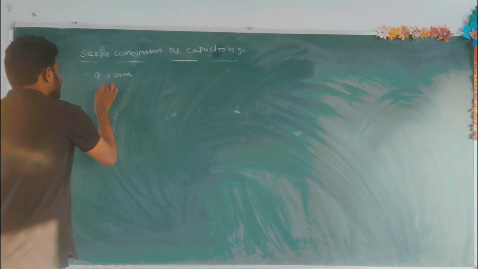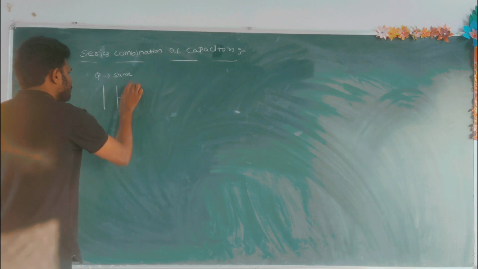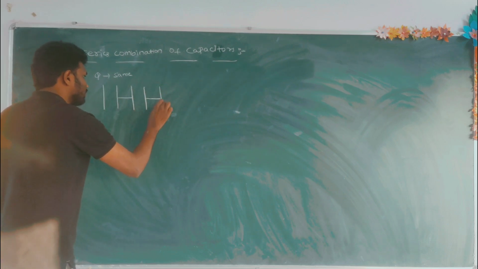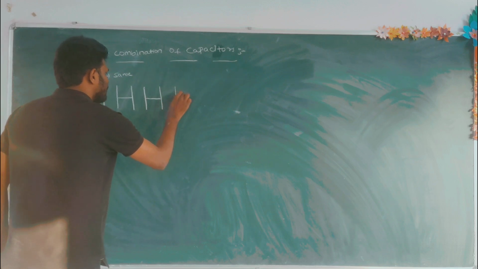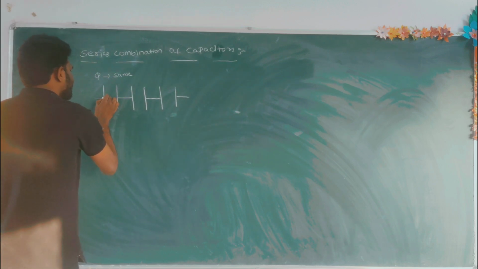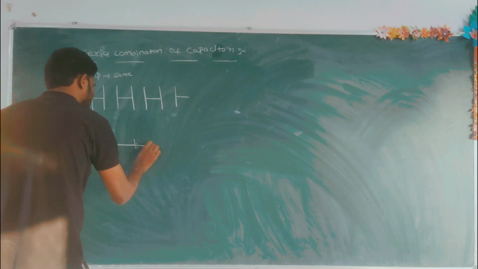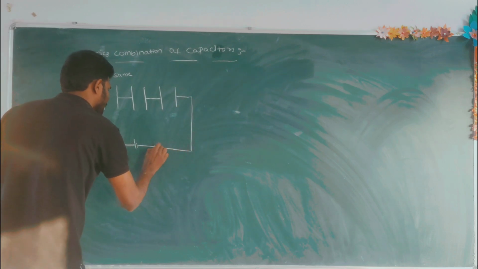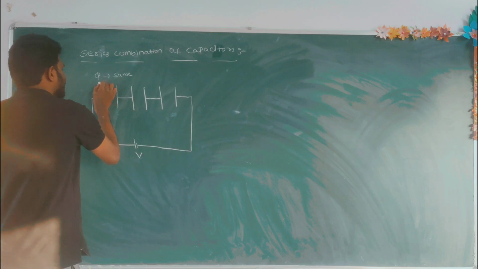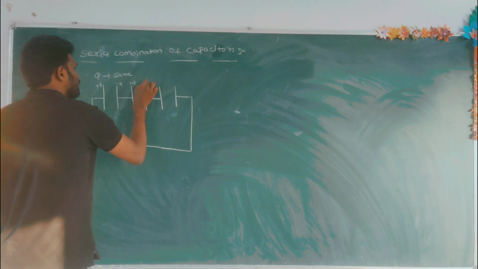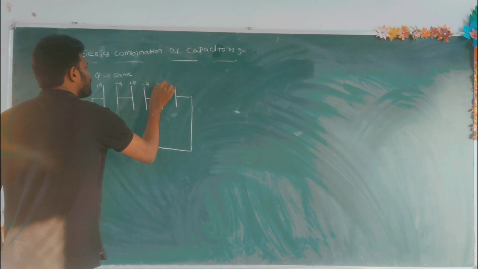Let us consider three capacitors C1, C2, C3 connected in series. When we connect the capacitors in series, they are connected to a battery of potential difference V. This capacitor plate is charged positively, plus Q, this one minus Q. The charge on all the plates is the same: plus Q, minus Q, plus Q and minus Q.